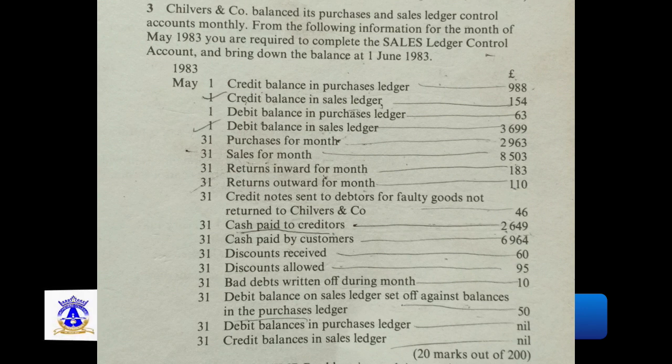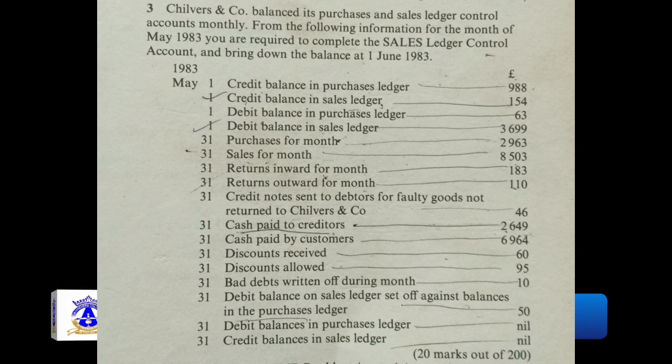Cash paid to creditors 2649. Cash paid to customers 6964. Discount received 60. Discount allowed 95. Bad debts written off during the month 10. Debit balance on sales ledger set off against balances in purchases ledger 50. That one is what we call a set off. Then we have been told debit balances in the purchases ledger.